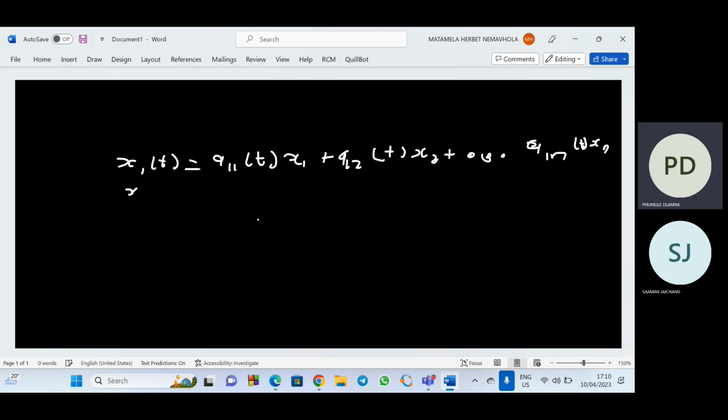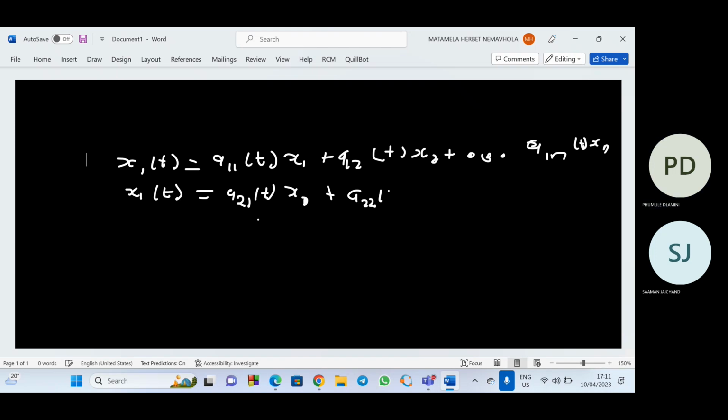and then we can also have x2' of t, which can be a21 of t x1, plus a22 of t x2, plus dot, up to plus a2n of t xn.